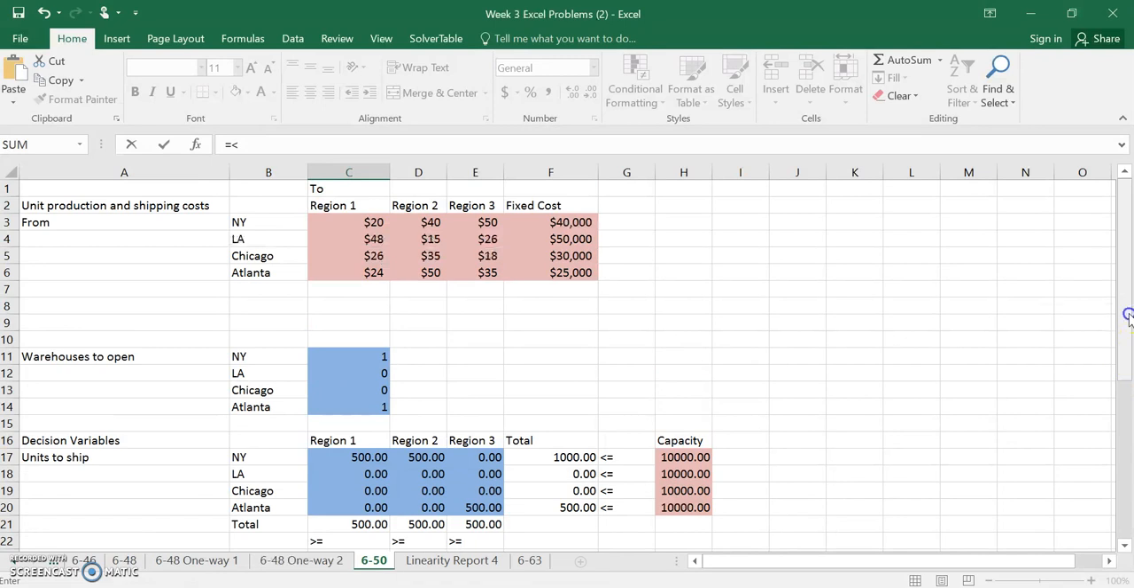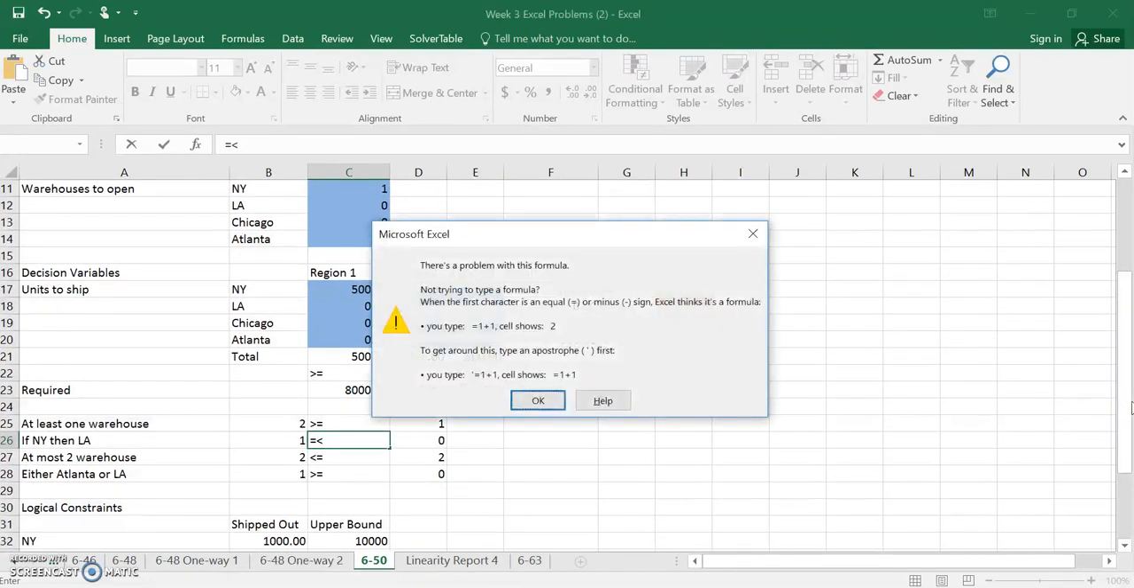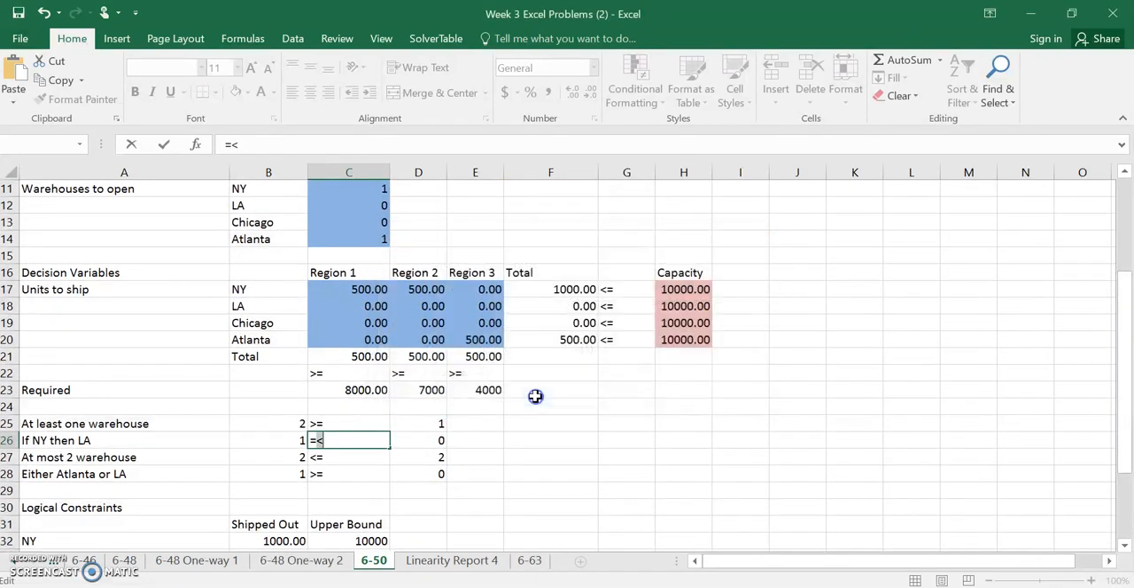So that means that if New York is 1 and open, then LA has to be, okay, it's telling me that's not a formula. Thank you very much. I know that's not a formula. Let's do our parentheses so that it knows it's not a formula. There we go.